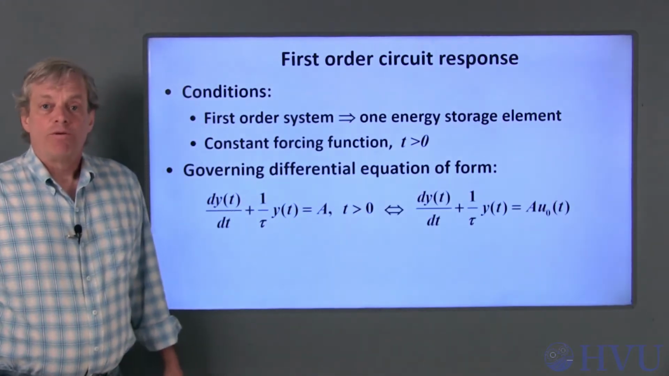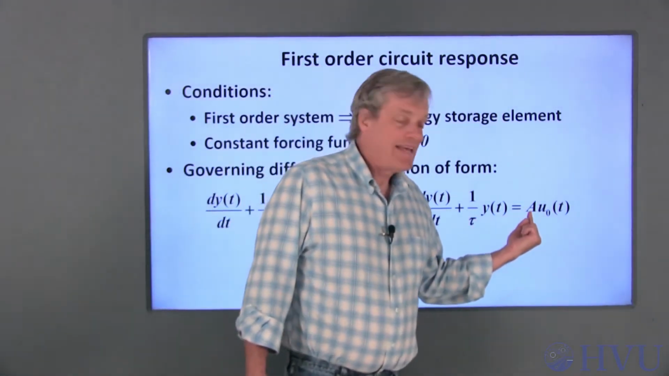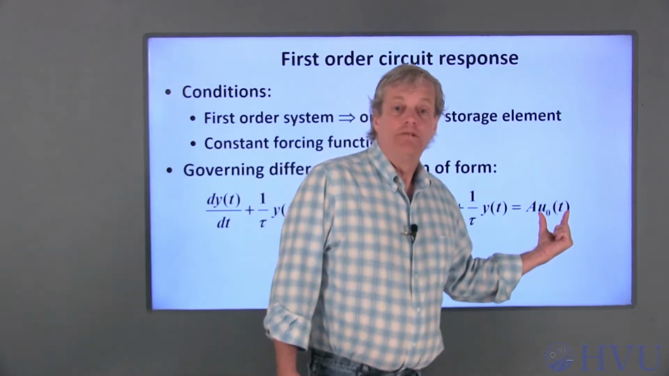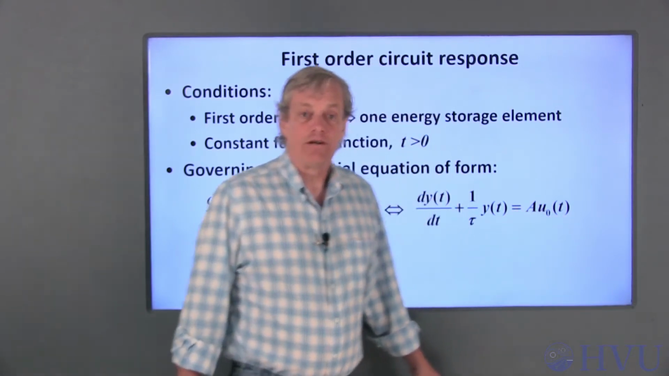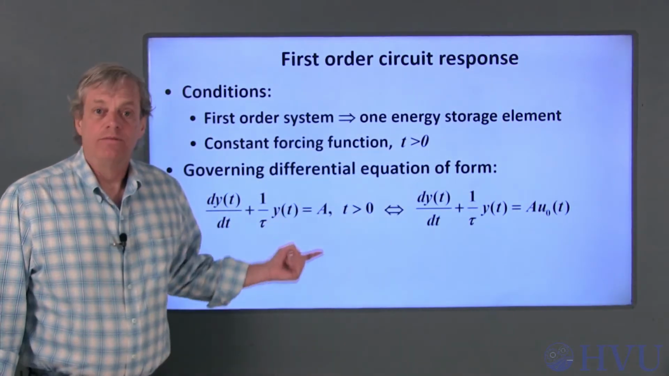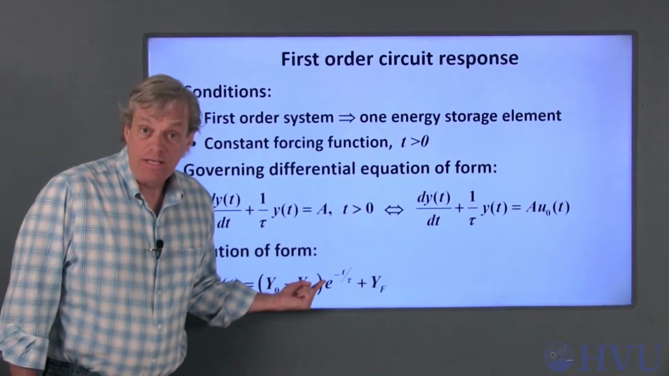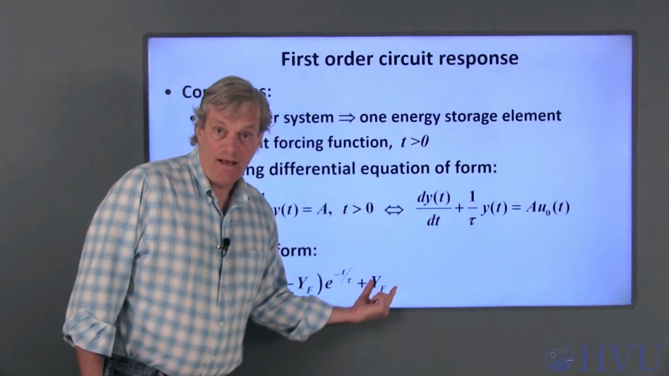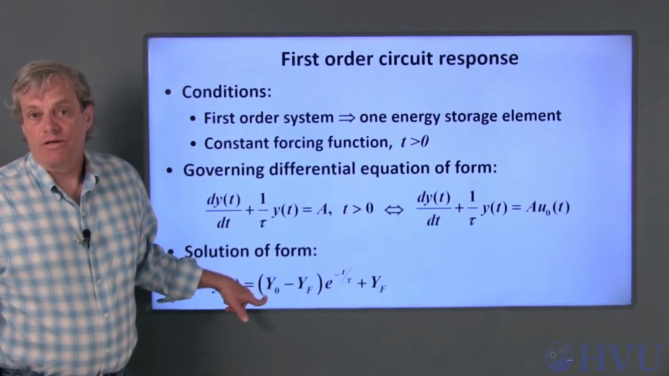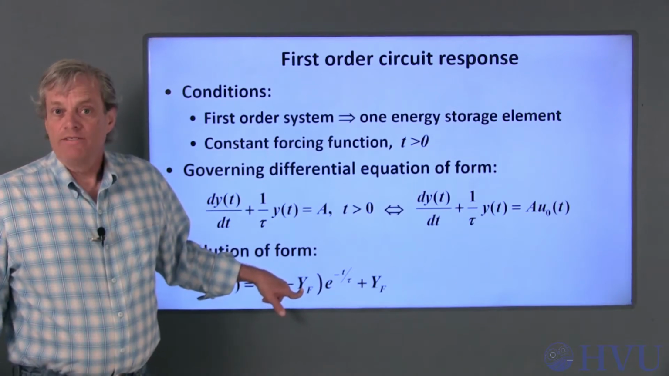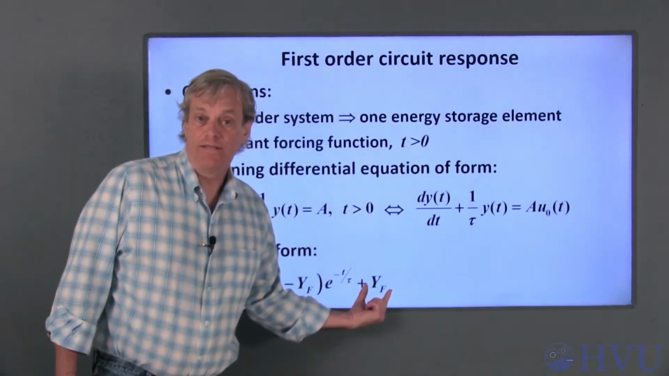This equation can also be represented using unit step functions. The left-hand side of the equation is unchanged, but the input is written as a times u0 of t, where u0 of t is the unit step function. Thus, the input here is only non-zero for times greater than 0, and it's a constant over that period of time. When we solved this equation, we found that y of t was equal to y0 minus yf times e to the minus t over tau plus y sub f. In this equation, y0 is the initial condition, the value of y of t at time t equals 0, and yf is the final value of y of t, or y as time goes to infinity. Since the input's a constant, the final value of y of t will be a constant.